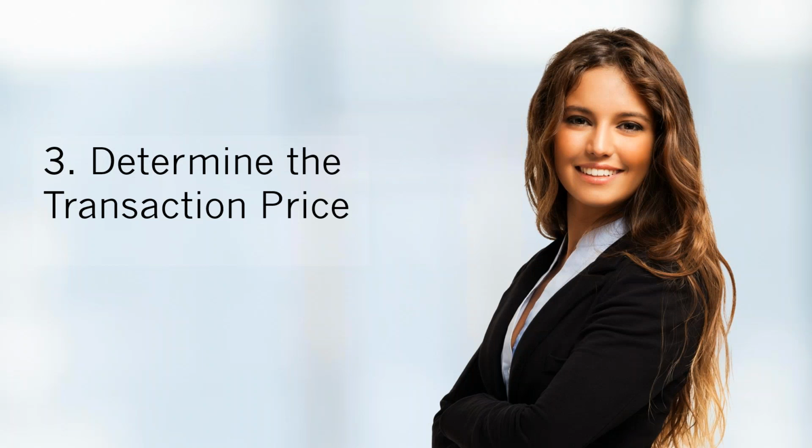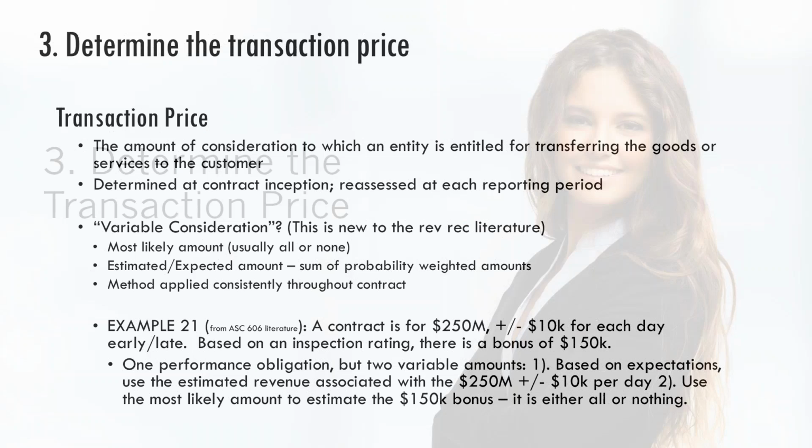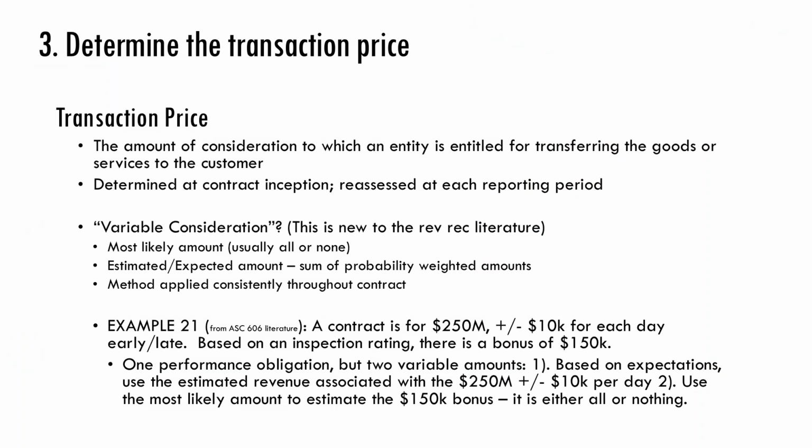Now that we've determined that we have, in fact, performance obligations on our contracts, we need to determine the transaction price. So the transaction price is the amount of consideration to which an entity is entitled for transferring the goods or services to the customer. Typically, these are determined at contract inception. However, 606 does require that you reassess your transaction prices at each reporting period.